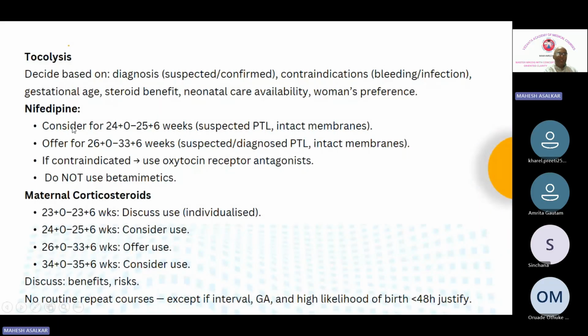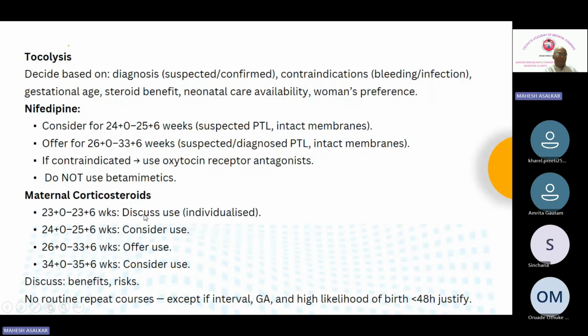Okay, and it is to be considered between 24 and 25+6, because these are the early periods where the viability is not very sure. So we can consider, always discuss shared decision making, but we need to offer between 26 to 33+6 weeks of gestation. Okay, then what is the role of maternal corticosteroids?